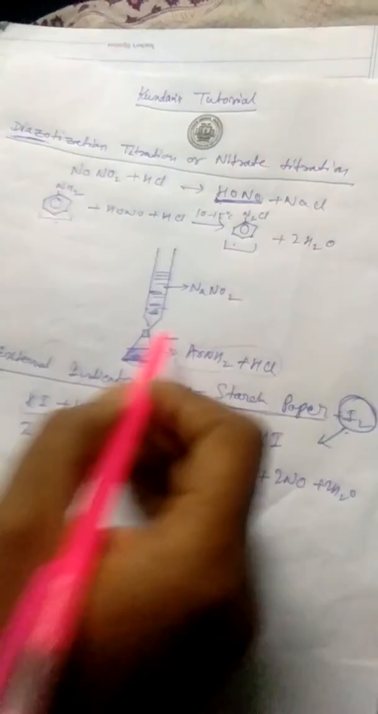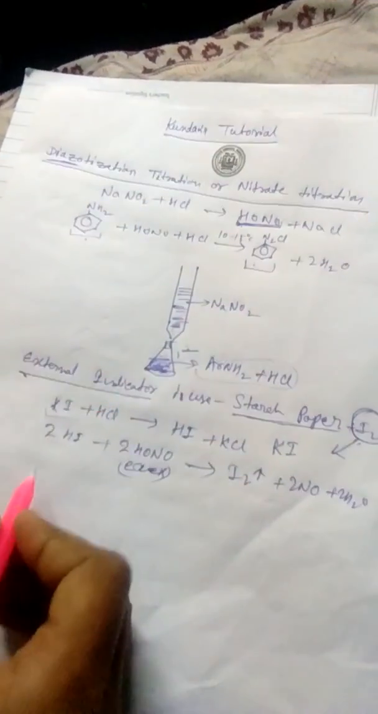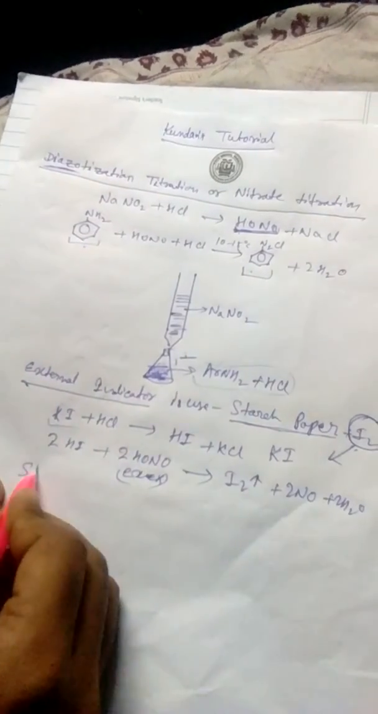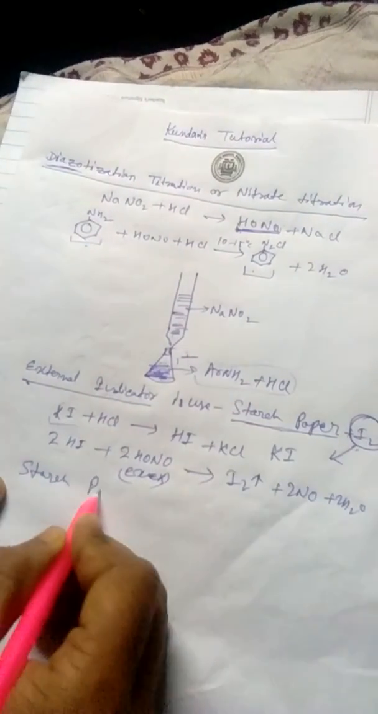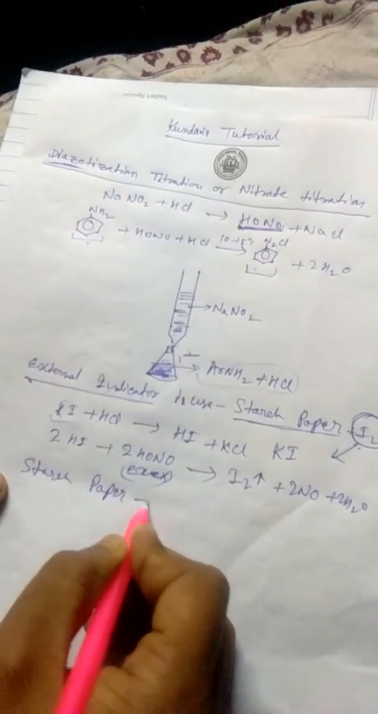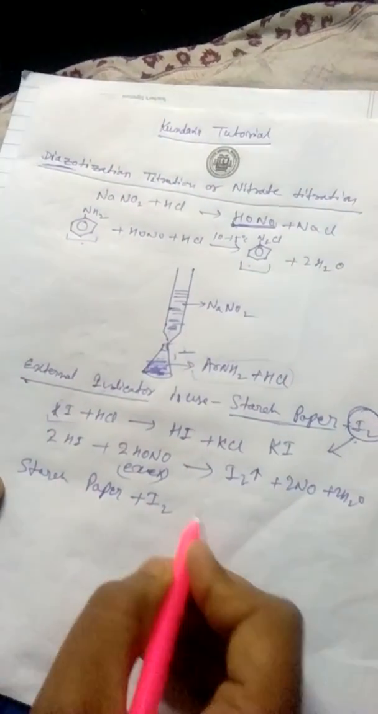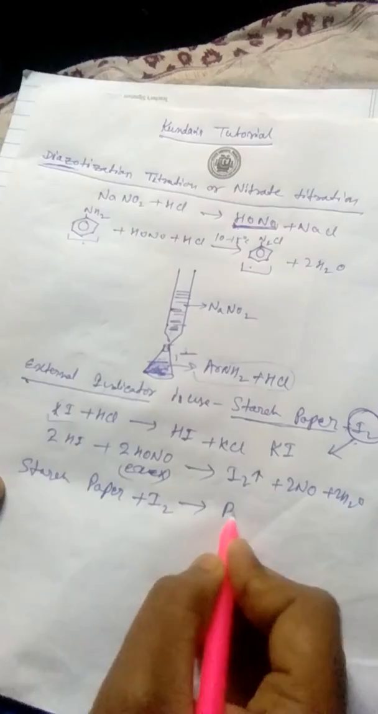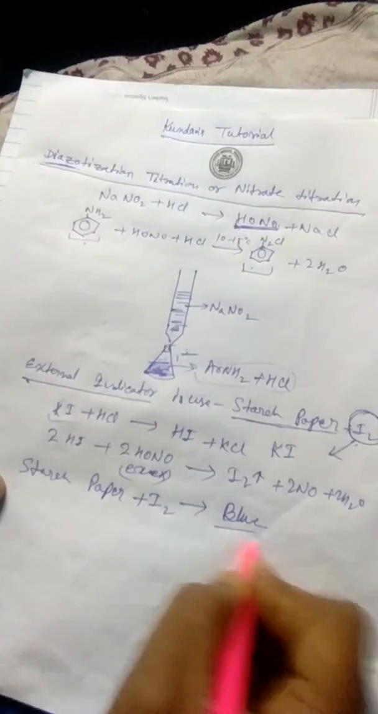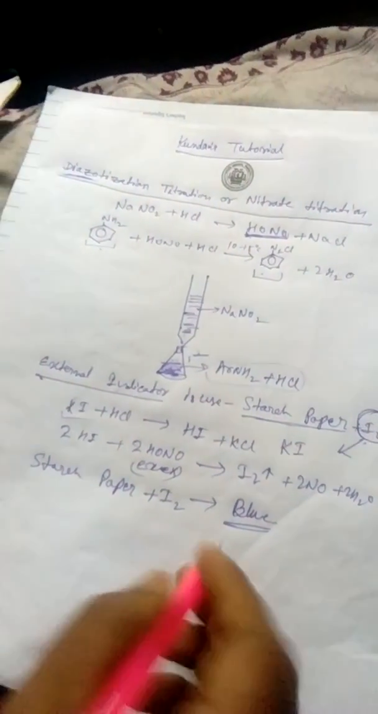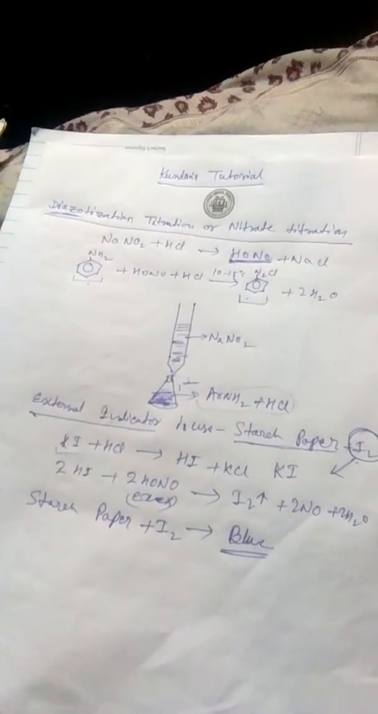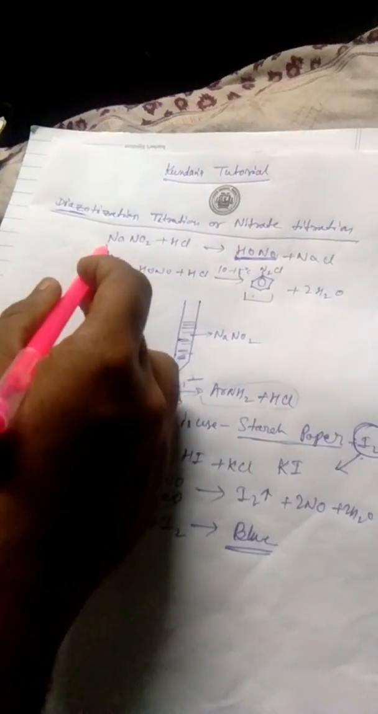Again, when we take some amount of this solution upon starch paper, this starch paper will retain the iodine and give a blue color, and in this way we can detect the end point in a diazotization reaction. As in this case we have taken nitrite ion, it is also known as nitrite titration.